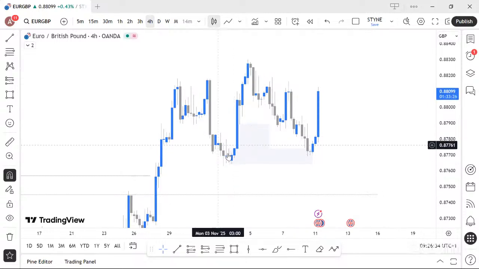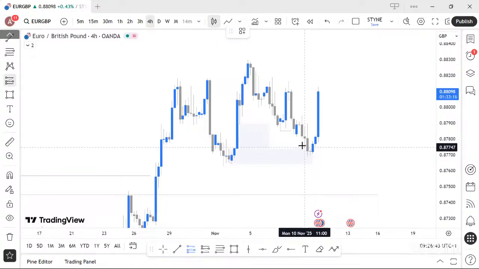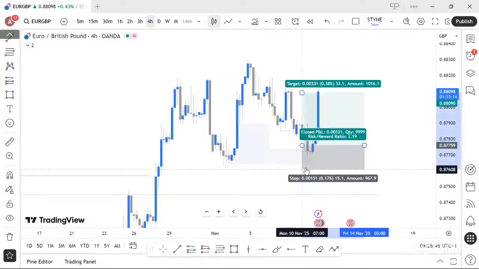So I had the fair value gap, I had the demand, and then I had some liquidity build up here. So this was a very solid reason that the trade is going to buy from this place. And you can see the push.